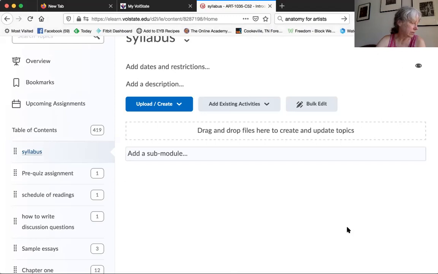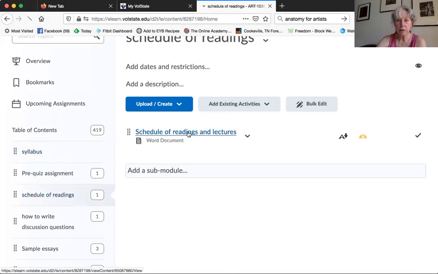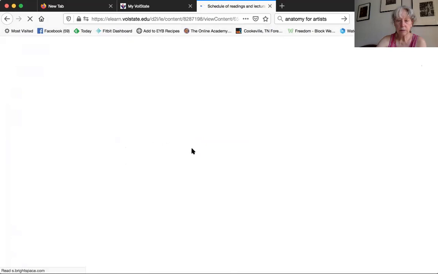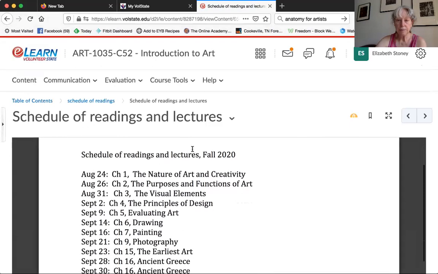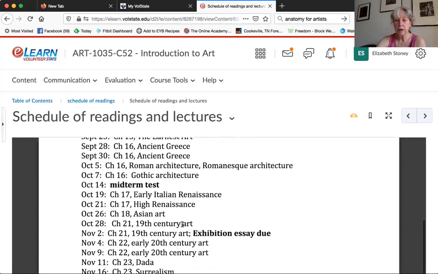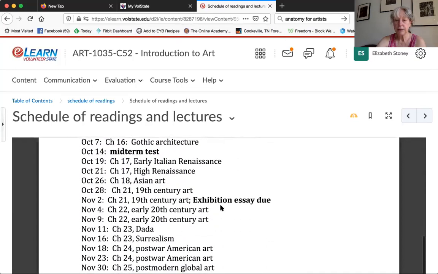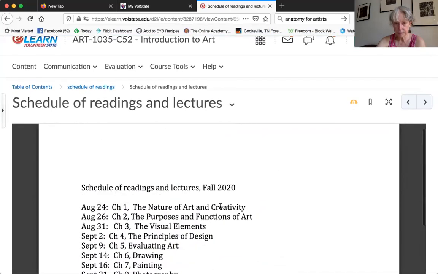All right. So now the schedule is something you need to know about. Okay. So this is the schedule of readings. That means this date over here on the left is when there will be a lecture about that chapter. And you can also see when the midterm is, when the exhibition essay is due, and so on.